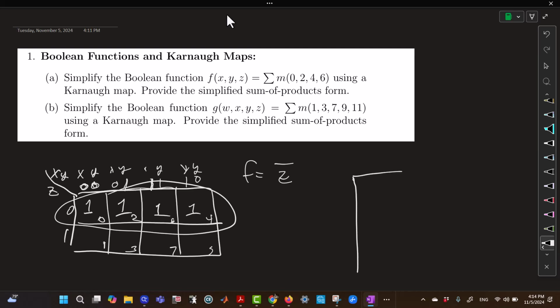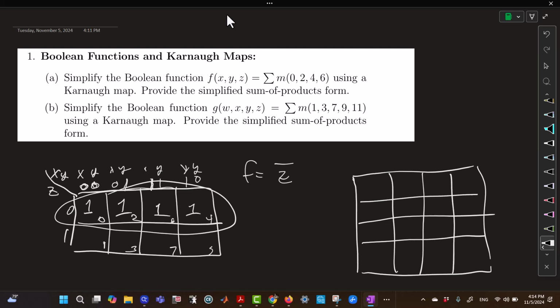Okay, so now let's do a 4 variable Karnaugh map. That would be w, x, y, z, with labels 00, 01, 11, 10 for both. And the numbering goes 0, 1, skip to the bottom, 2, 3, 4, 5, skip to the bottom, 6, 7, skip to the outside row, 8, 9, skip to the bottom, 10, 11, 12, 13, 14, 15.